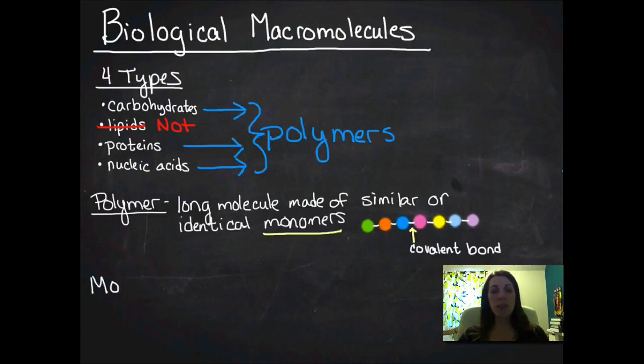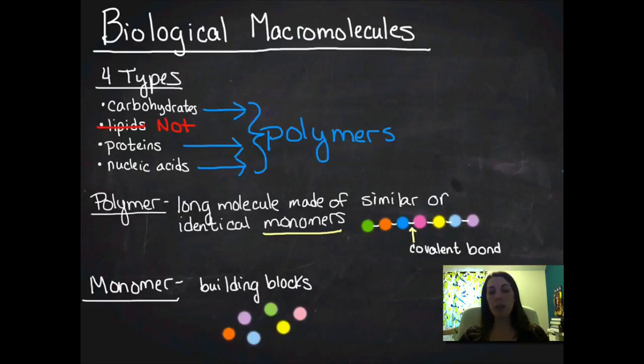Each of those beads, though, is going to be a monomer, so that's just going to be a building block or an individual subunit. And so that would just be the individual beads before I connect them. And that's really all we're talking about, a string of beads versus loose beads. That's polymer versus monomer. And so that's true for carbs, proteins, and nucleic acids.